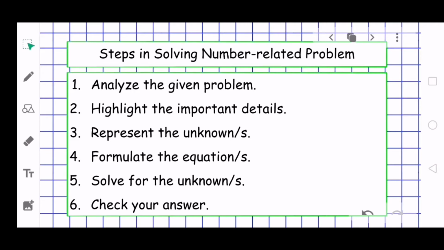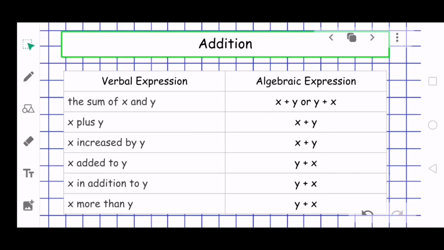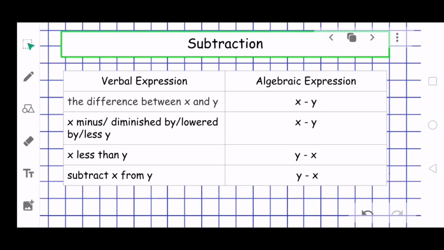But before we directly proceed with the sample problems, I want you to take note of these verbal expressions that you might encounter whenever you are solving this kind of problems. We have different expressions and terms that are useful in different operations. Let's have first addition. For addition, we usually use the terms sum, plus, increased by, added to, in addition to, more than, that indicate addition as the operation.